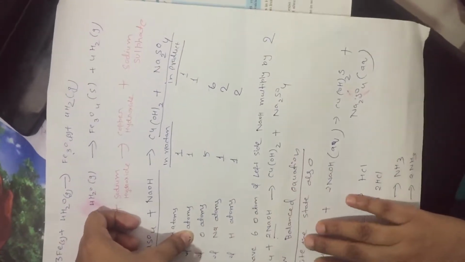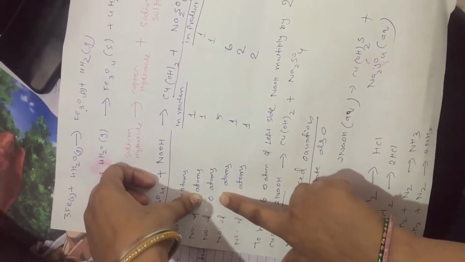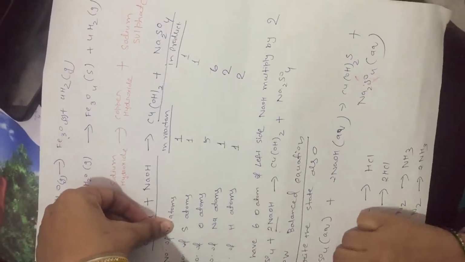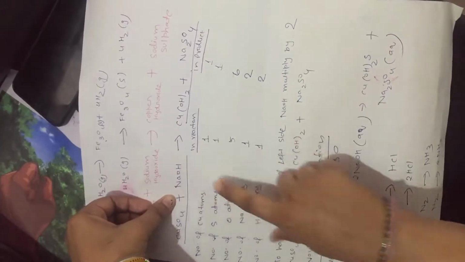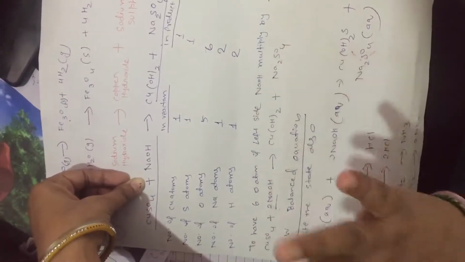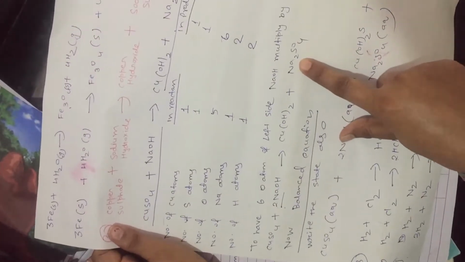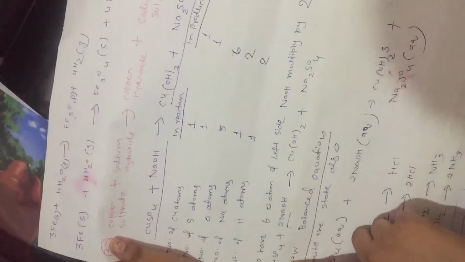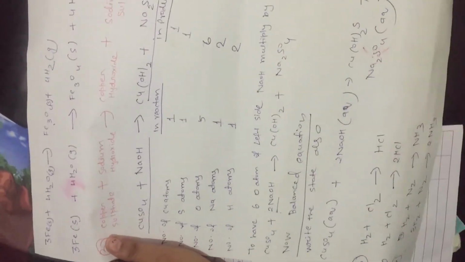First we balance the oxygen atoms, because the maximum number of atoms is in oxygen. On the left side it is only 5 and on the right side 6, so we multiply by 2. So CuSO4 plus, by multiplying by 2, 2NaOH gives Cu(OH)2 plus Na2SO4. Now we can check: sodium atoms are 2 on the left and 2 on the right side. Copper is 1 on the left and 1 on the right. Oxygen is 4 plus 2, which means 6 on the left, and on the right it is 4 and 2, 6.